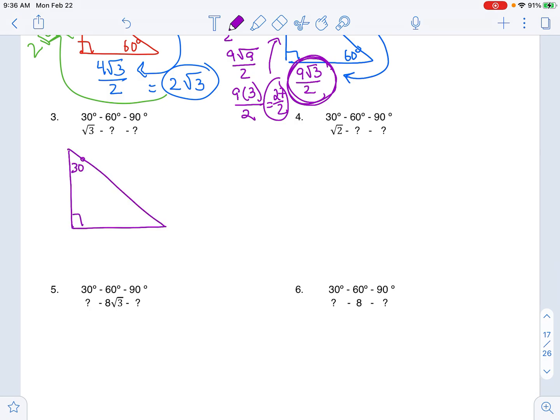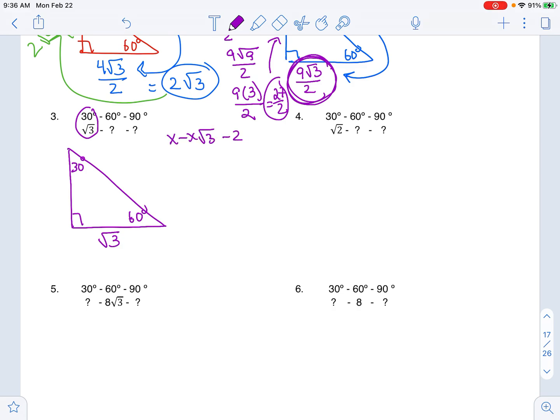There's my 30. There's my 60. I'm giving you the side across from the 30, so there it is. There's square root of 3. I would always write this down. This may help every single time.